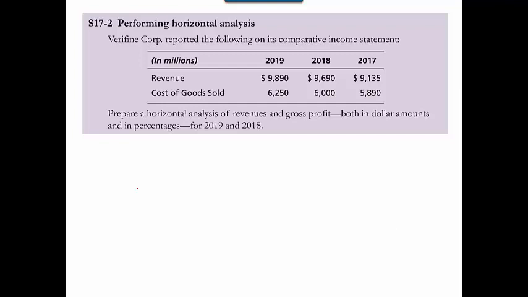They want us to prepare horizontal analysis of revenues and gross profit in dollar amounts and percentages for 2019 and 2018. So for 2018, I'd be comparing 2018 to the year before. For 2019, I'd be comparing 2019 to the year before.